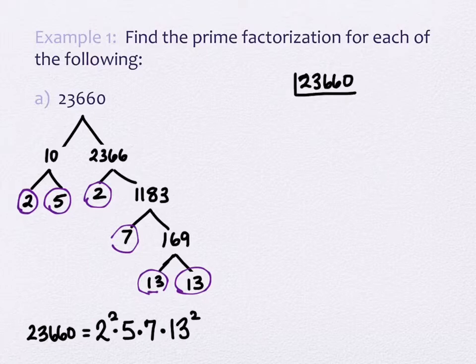I'm going to divide, but I want to start with the smallest prime number that divides this. So what is the smallest prime number that divides 23,660? 2. And I would divide it. So I'd have 11,830. Sorry, there we go. And then we do it again. What's the smallest prime number that divides 11,830? Another 2. And if I divide another 2, I get 5,915.